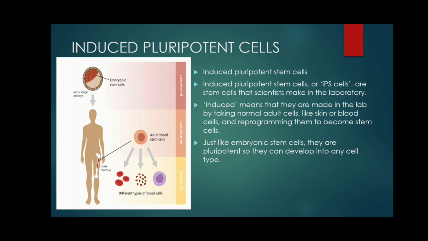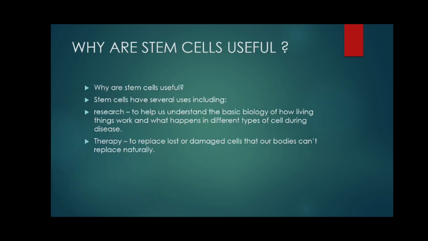So the usefulness of stem cells is in research, as I told you, to see how the different types of cells behave during diseases, and how to regenerate, or we can say replace, the lost or damaged cells in our body. So these are the usefulness of stem cells. And totipotent cells are there that have the ability to regenerate. If medical science achieves such things, then it will be a great achievement.